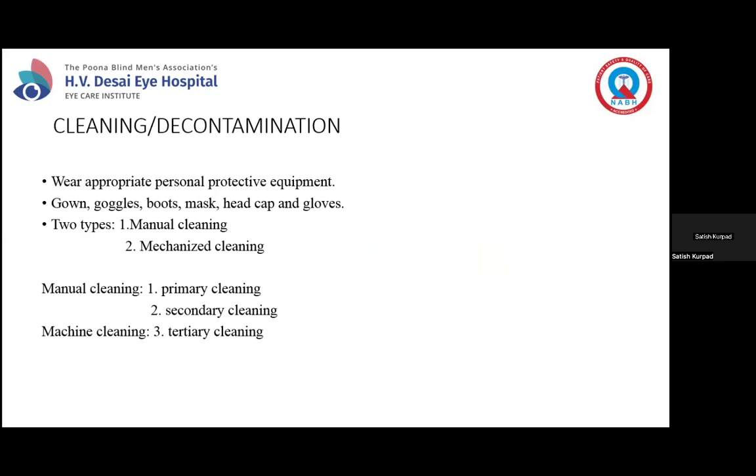There are two types of cleaning. One is manual cleaning, the other is mechanized cleaning. Manual cleaning has two parts: primary cleaning and secondary cleaning. And machine cleaning is tertiary cleaning. Most eye banks don't have that facility, but it's not necessary to use mechanized cleaning. You can use manual cleaning properly.